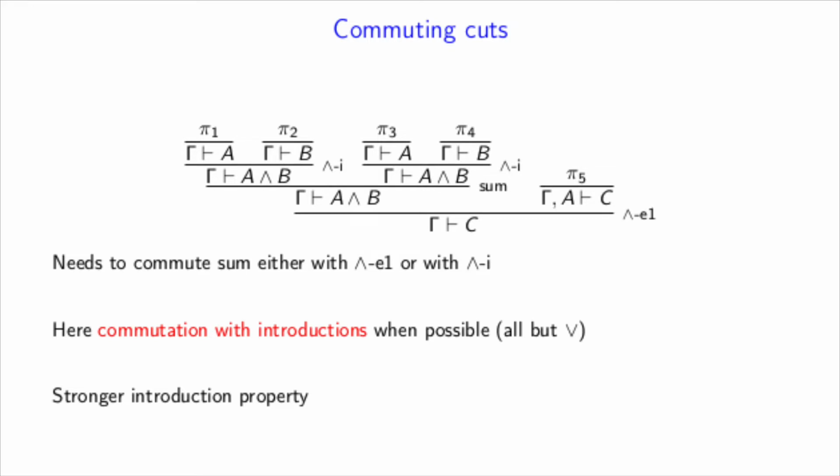And in this work, we have decided to commute as much as possible the interstitial rules with the introduction rules, rather than with the elimination rules. That is, we commute the interstitial rules with all introduction rules except those of the disjunction, and we commute the interstitial rules with the elimination rule of the disjunction. And this choice leads to a stronger introduction property for normal proofs.